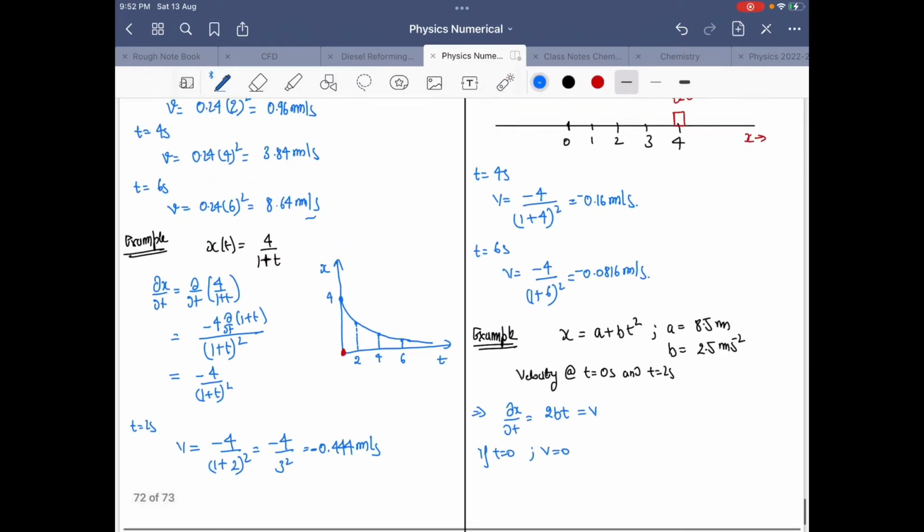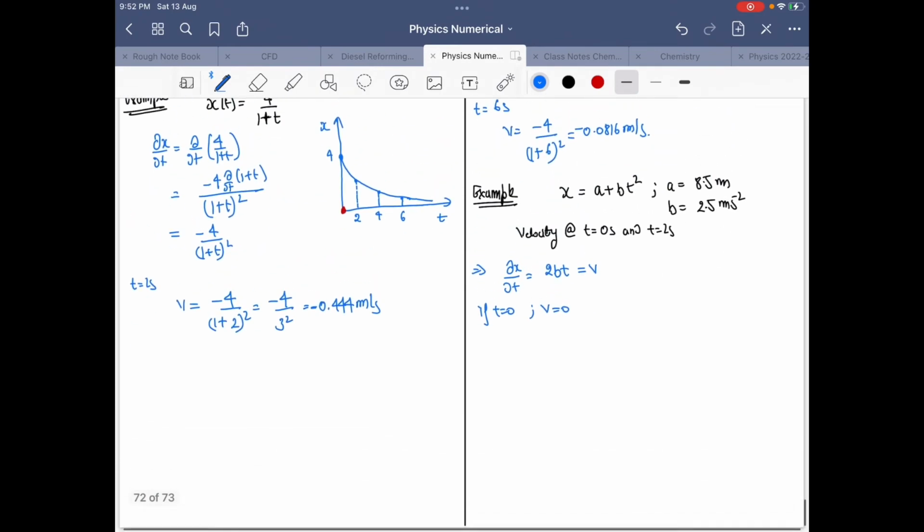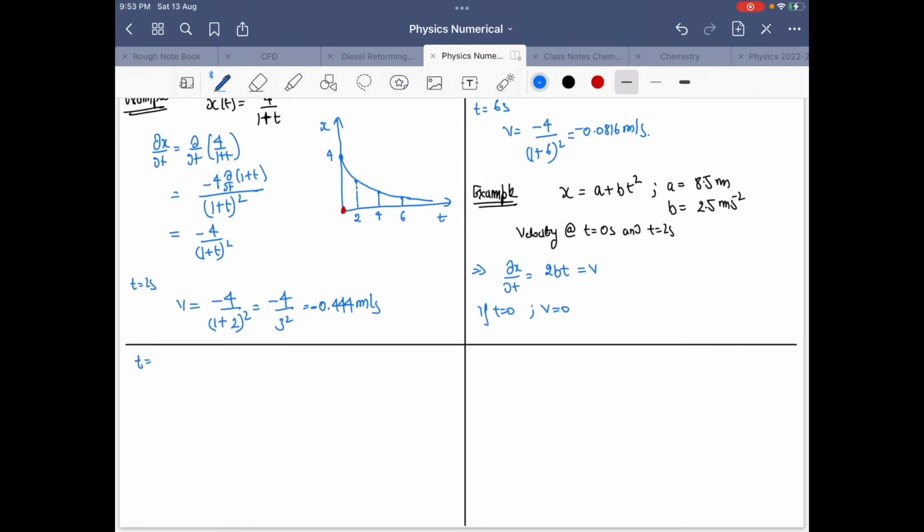Now let's consider time equal to 2 seconds. So at time equal to 2 seconds, dx by dt, or our velocity, is equal to 2b into 2. And what is our b value? b is 2.5. So what will this value be? At 2 seconds, we have a 10 meter per second velocity.